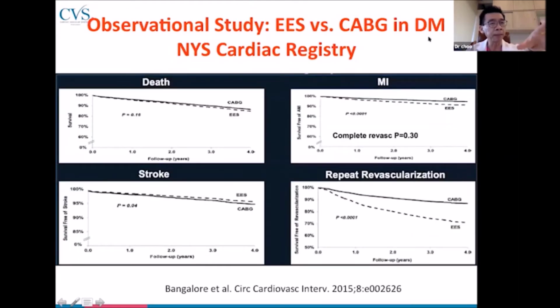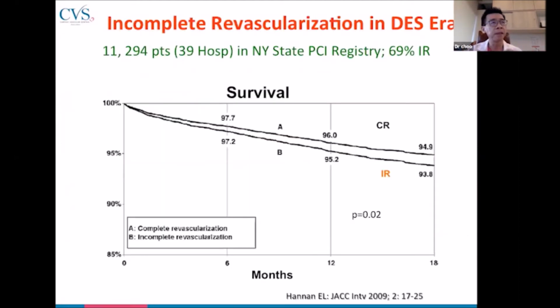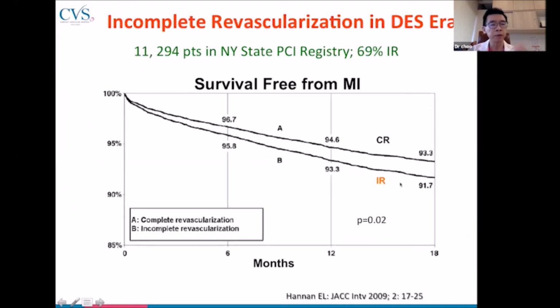And even with diabetic patients, when you use the newer generation stents, they are quite equal, but once again, revascularization is worse with PCI. The other thing to consider is, very often, CABG will do a better job to do a complete revascularization. PCI, you are a bit limited because some vessels cannot be revascularized. So if you have a poor or incomplete revascularization, you have a poorer survival compared to complete revascularization. You also have more spontaneous MI if you do an incomplete revascularization compared to a complete revascularization.